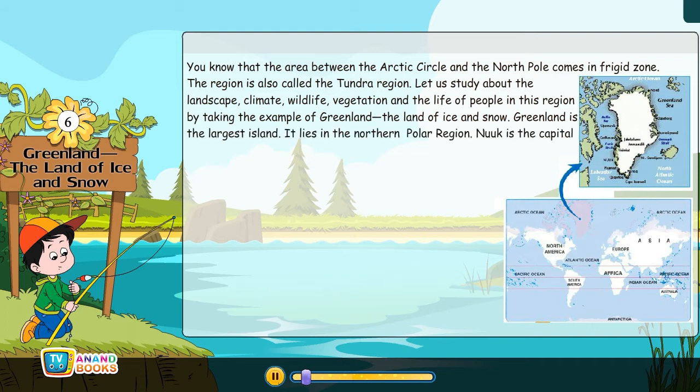Greenland is the largest island. It lies in the northern polar region. Nuuk is the capital of Greenland. Location.